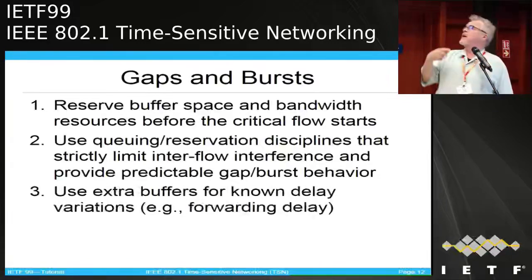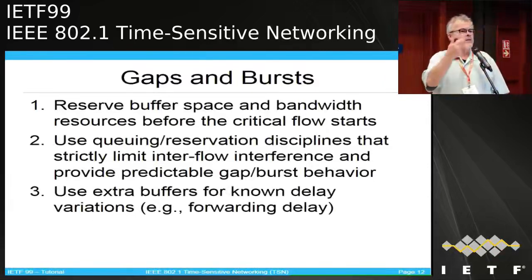We use a queuing and shaping discipline that minimizes the interference between flows, and also provides a predictable gap and burst behavior so that we can figure out the worst case of the bursts versus gaps in two adjacent hops. That tells us how many packets we have to buffer in each node to ensure that we never miss an opportunity to transmit. So that when it's my flow's turn to transmit, I have to have a packet there. That means I have to have a buffer of a few packets.